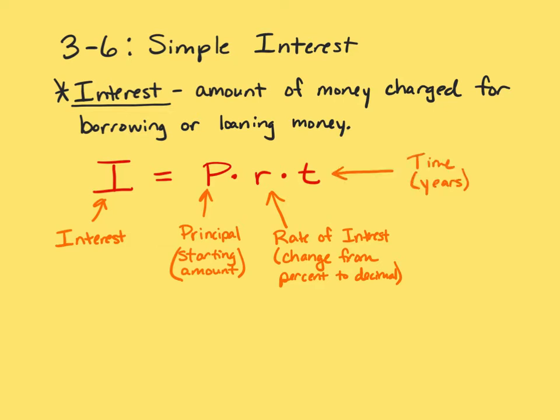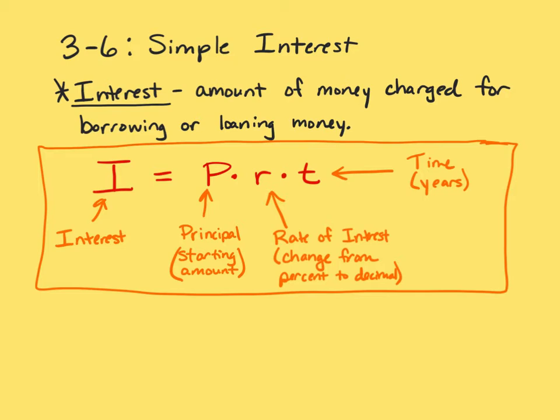T is for time, and we always calculate time in years. It may give you a measure of time that's not in years, such as 6 months, which we'd have to think of as being half a year, and we would plug in 1/2 in place of T in that case. Keep this formula handy, refer back to it while you're working out problems. You're going to use this formula to find the interest on every problem that you work today.